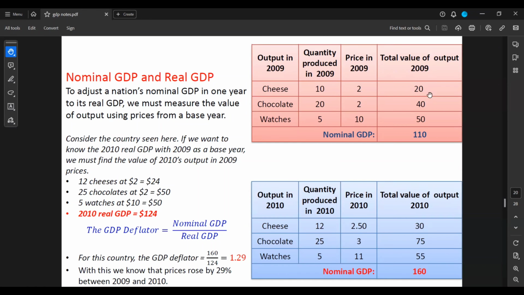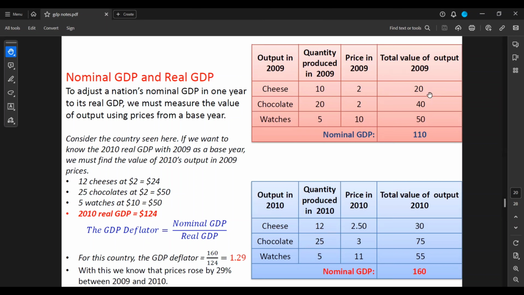Consider the country scene here. If we want to know the 2010 real GDP with 2009 as a base year, we must find the value of 2010's output in 2009 prices. So that would be 12 units of cheese at $2, which has a monetary value of $24. 25 units of chocolate at $2 will have a monetary value of $50. And 5 units of watches at $10 will have a monetary value of $50, causing us to have 2010 real GDP being equal to 124.